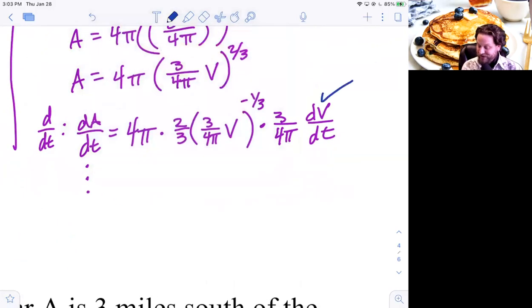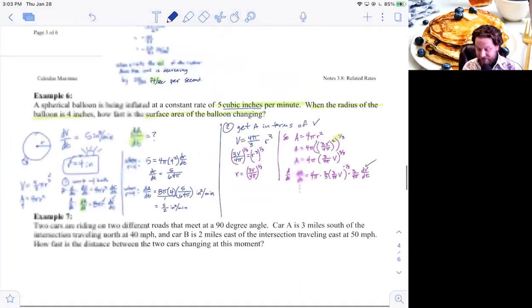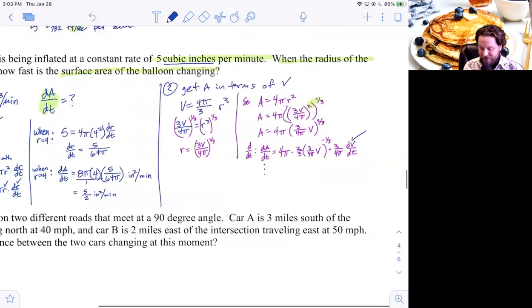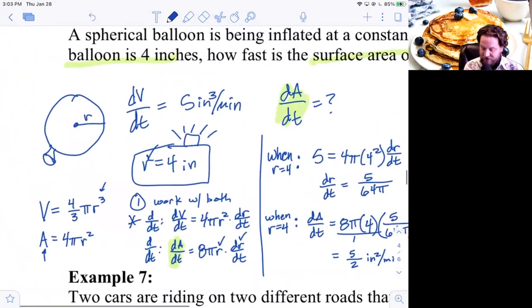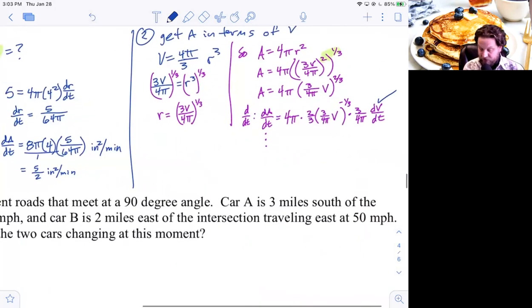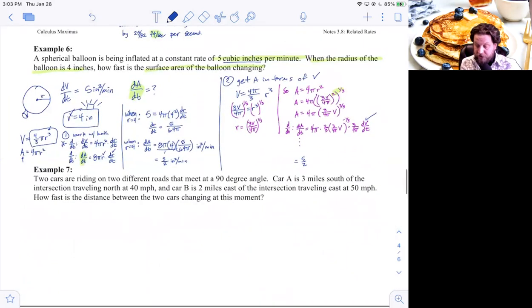It works, but I know dV dt, it's 5. But I don't even know the volume at that moment, do I? So I would have to come back over here and figure out what the volume is when the radius is 4. And I guarantee if you do all that, you'll end up with 5/2. So you could draw your own conclusion there, which version you like better.